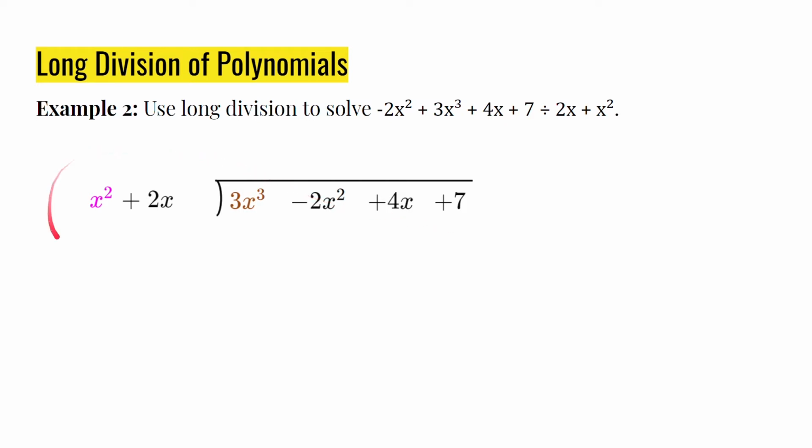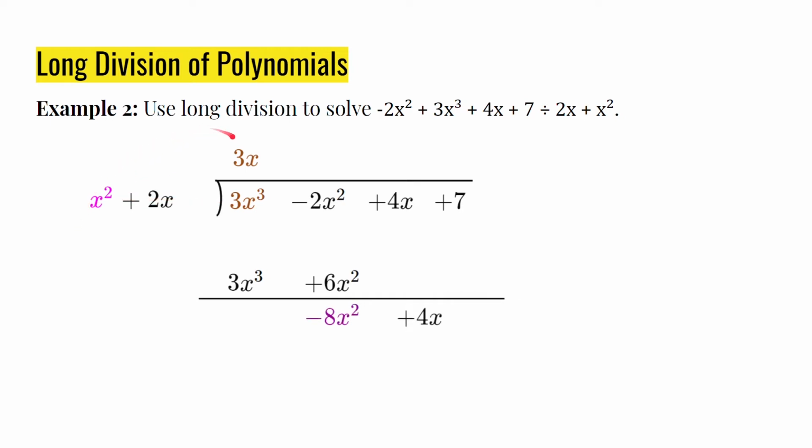Notice how this time our divisor has a degree of 2, but don't worry, the process is still the same. So since 3x cubed divided by x squared is 3x, we can then multiply 3x by the divisor to get this and subtract. Remember to bring 4x down, and we repeat the process again until the degree of the remainder is lesser than the degree of the divisor.